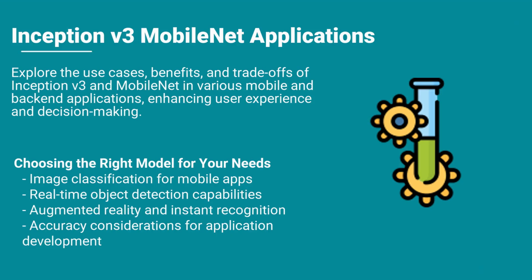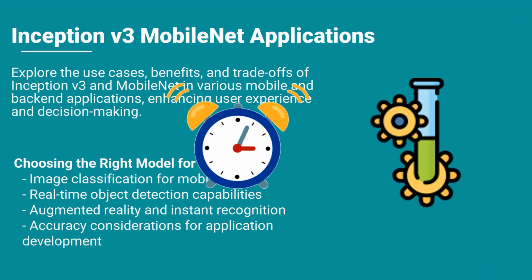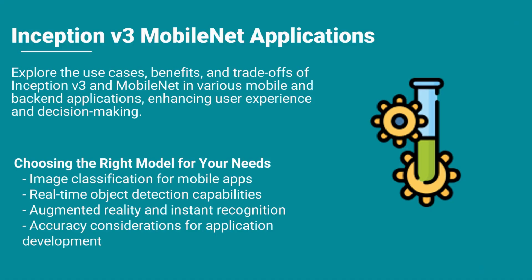Lastly, let's take a moment to discuss real-world applications. Both models, Inception v3 and Mobilenet, can be applied to various use cases, from image classification in mobile applications to real-time object detection. Developers often gravitate towards Mobilenet for mobile-focused applications, especially in areas like augmented reality, or AR, and instant image recognition features in consumer apps.